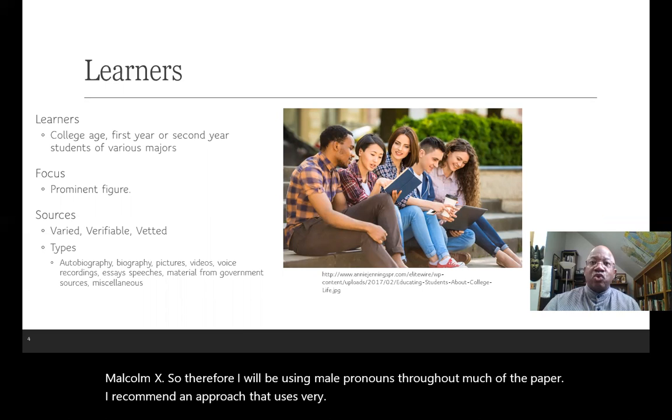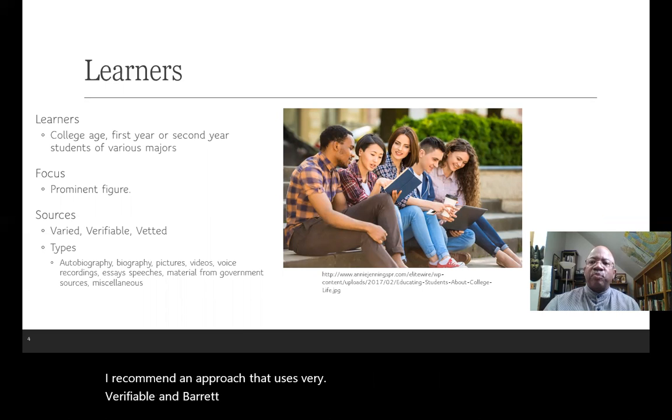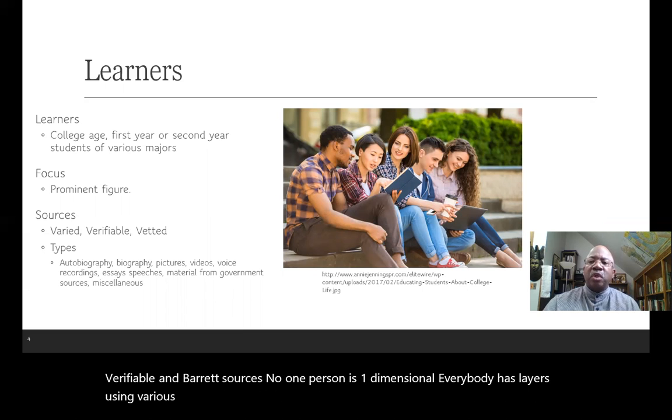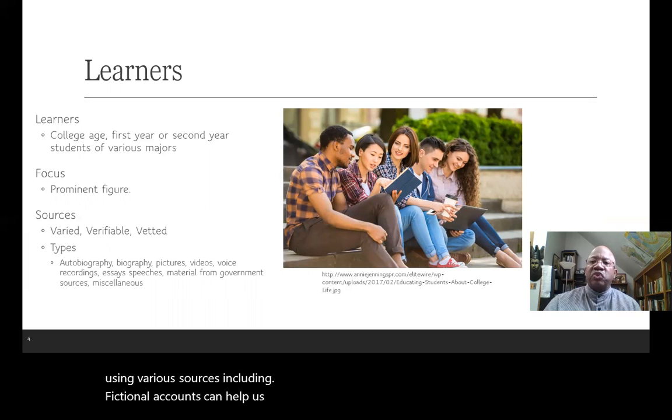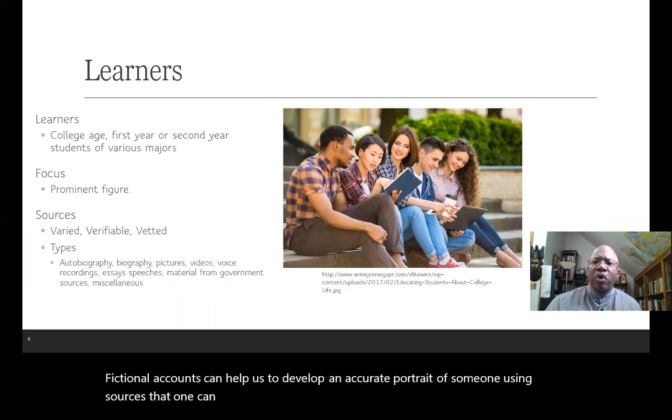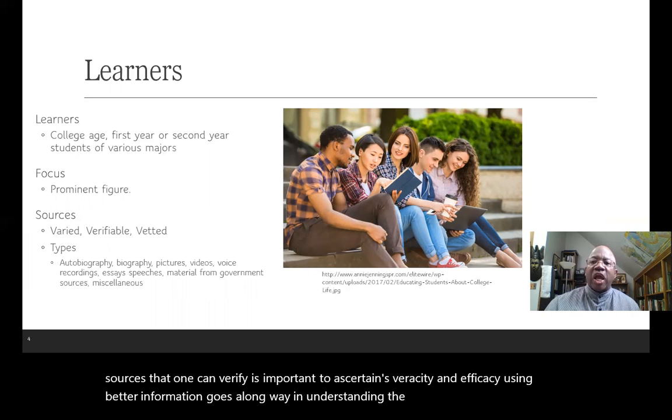verifiable, and vetted sources. No one person is one-dimensional. Everybody has layers. Using various sources, including fictional accounts, can help us to develop an accurate portrait of someone. Using sources that one can verify is important to ascertain its veracity and efficacy. Using vetted information goes a long way in understanding the subject matter and assures its accuracy.